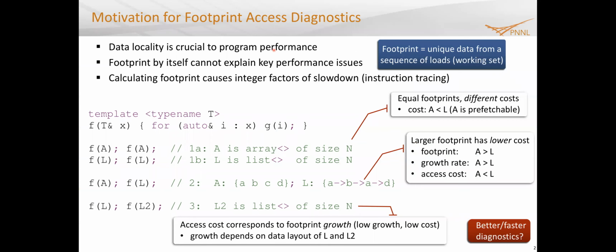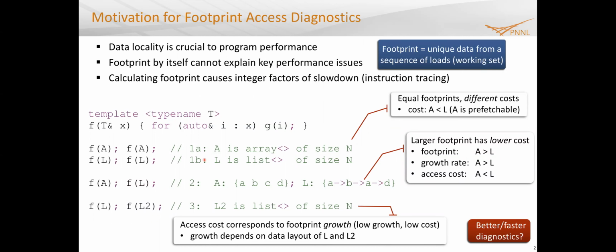Data locality is one of the most important factors in program performance. Poor locality can cause memory bottlenecks, which will affect the performance of the application. Footprint, which is the unique data items a program accesses, enables important locality and capacity analysis, but footprint itself cannot explain the key performance issues. Let's look at the example below.